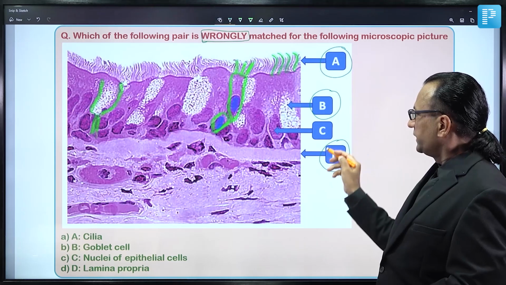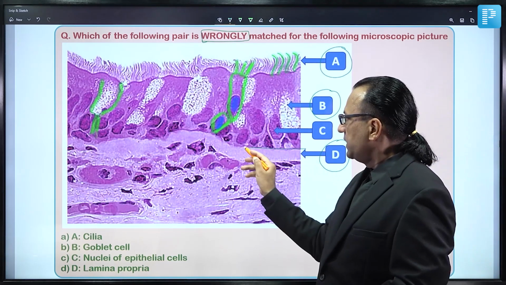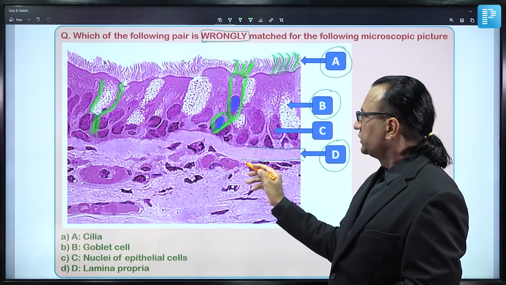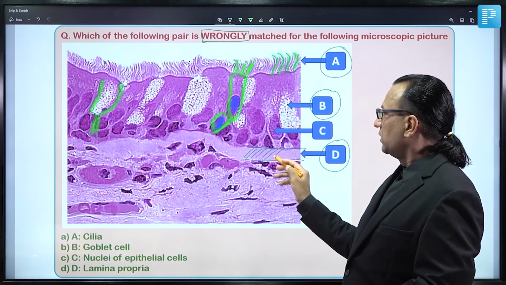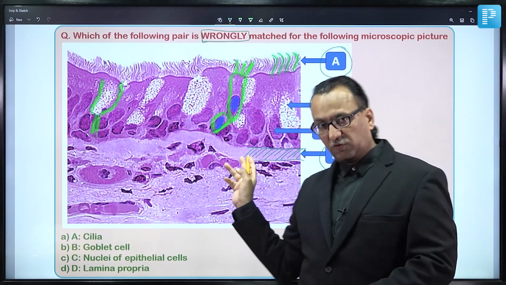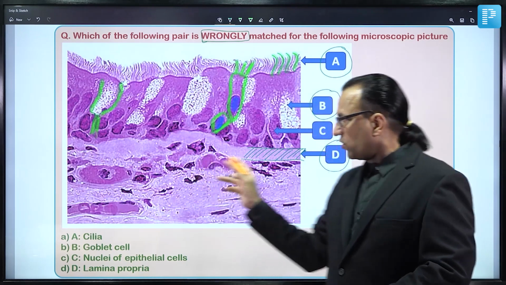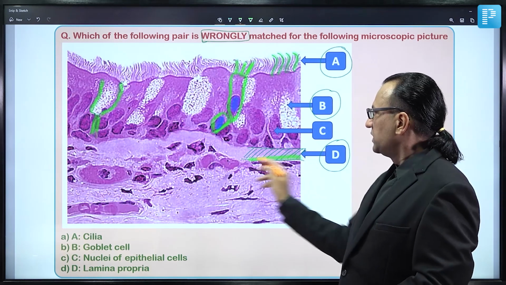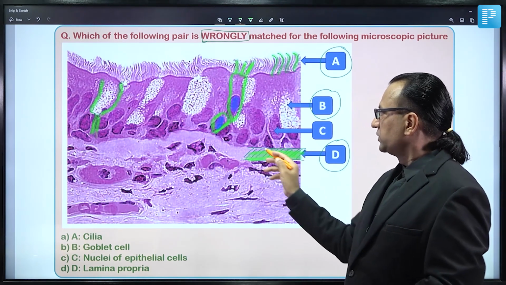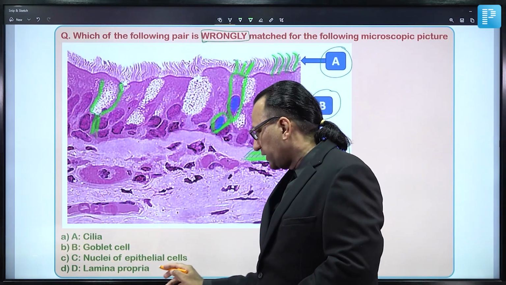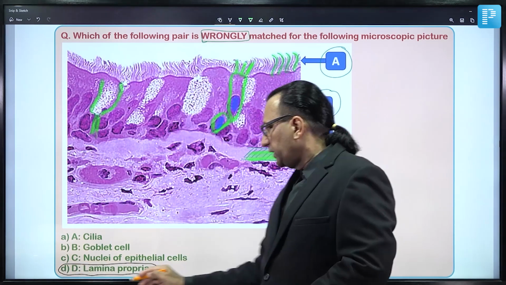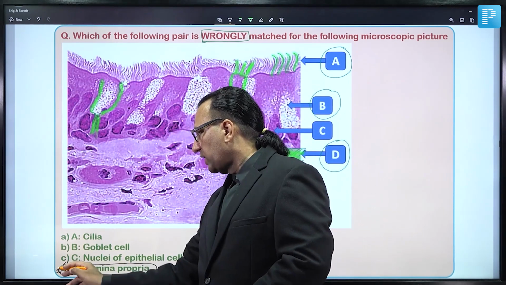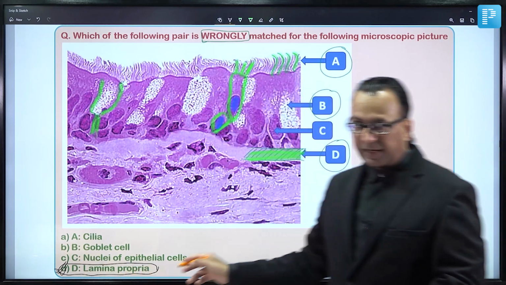Now you can notice the marker D is basically an eosinophilic homogeneous structure, which is called the basement membrane, a term which is used in light microscopy, generally not very evident but is seen here, and it is understood that this is going to be our answer. Since for marker D they are mentioning lamina propria, it should be the wrong pair and our answer, because marker D is basement membrane.